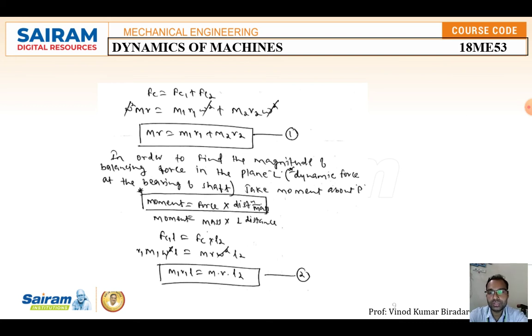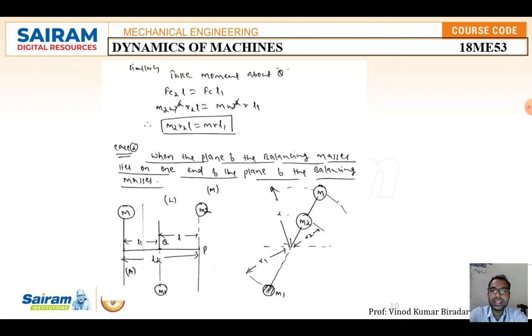Substitute the formula, that is Fc1, Fc2, that is Fc, and you get omega square, which is going to cancel. So the remaining is m1 r1 L is equal to mr into L2. Give equation number 2. Similarly, take the moment about theta. With respect to this, Fc2 is equal to L and Fc is equal to L1. Substitute their formulas, again omega square cancels, so the remaining is m2 r2 L is equal to mr L1.